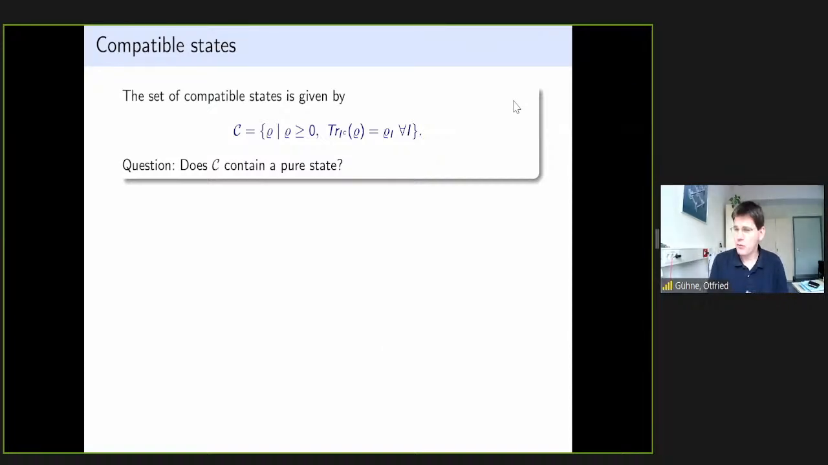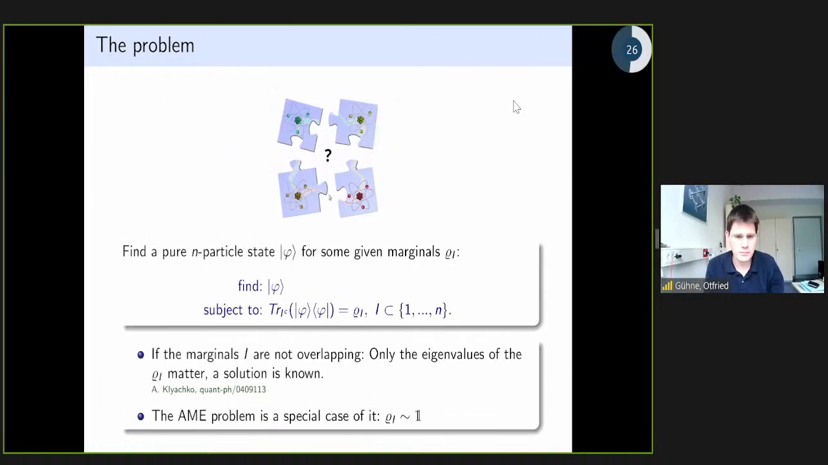Okay, how can we formulate this problem? Well, first, we have our conditions, and we look at all states that are compatible with them. Meaning, we look at all density matrices which have the marginals as we want them to be. This is a set of mixed states. Actually, it might be empty. But now the question whether we find a pure state compatible with these marginals can be rephrased: we ask, does this set contain a pure state? Because the question whether this set contains a pure state is equivalent to the question whether this marginal problem has a solution, as we're just looking for pure states that are compatible.